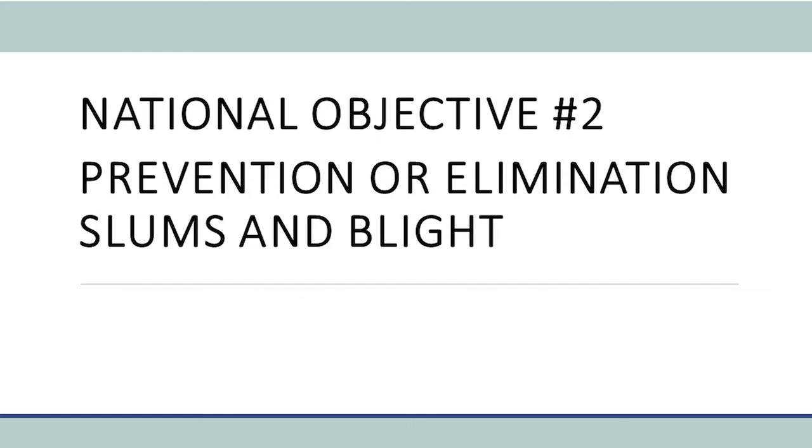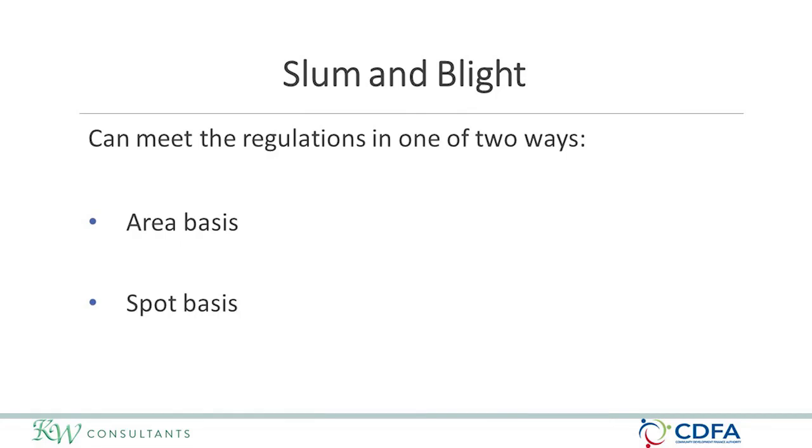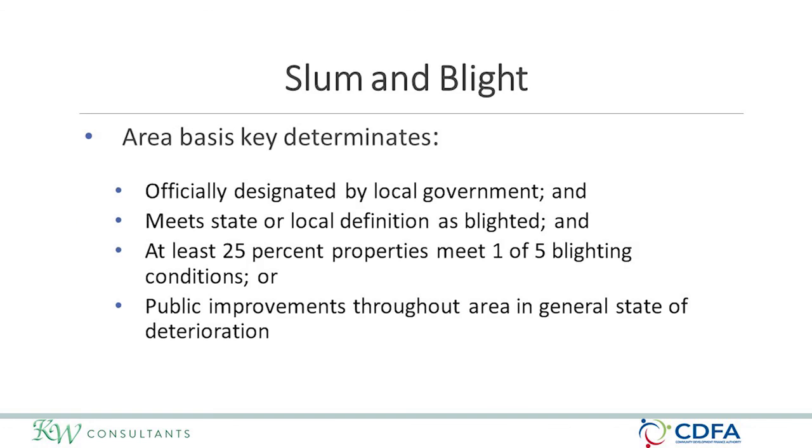The second national objective is the prevention or elimination of slum and blight. You can meet the slum and blight national objective in one of two ways: the area basis or the spot basis. The area basis has specific statutory and regulatory requirements that you must meet in order to be a slum and blight project in the CDBG program. You must have the area officially designated by the local government. That would be by resolution or ordinance.